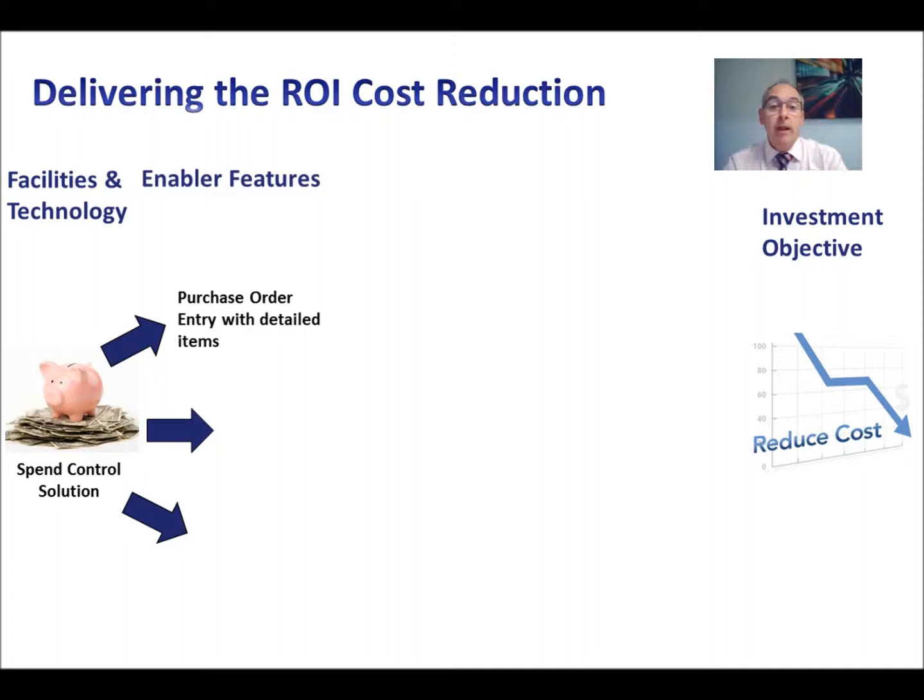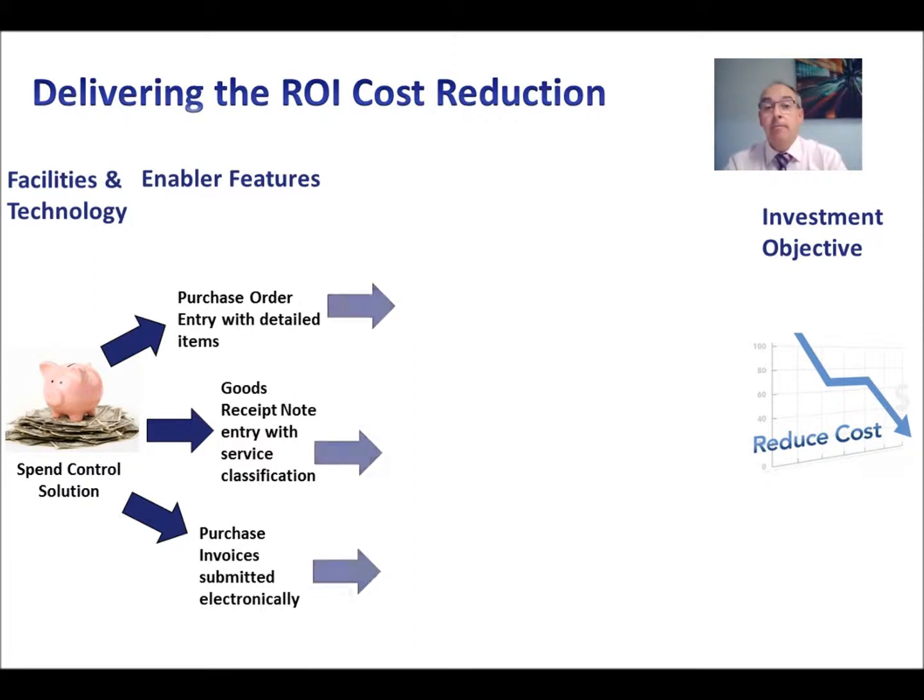Three features we'll evaluate. The first, purchase order entry with detailed item analysis at the line level. The second, goods receipt note entry with service classification showing the quality of service at goods receipt noting. And the third one is purchase invoices are submitted electronically so they don't have to be manually entered.